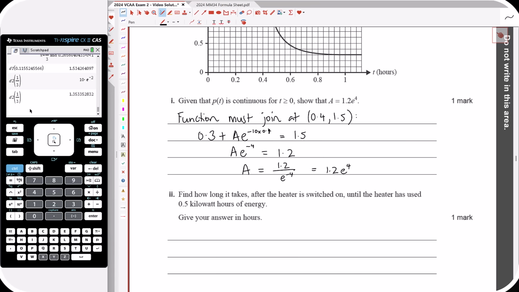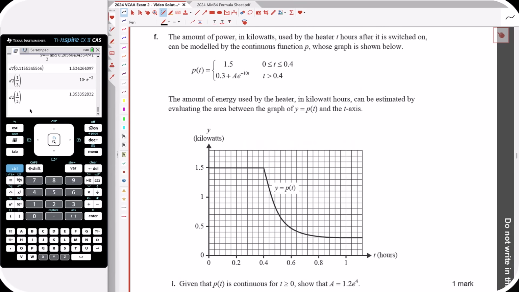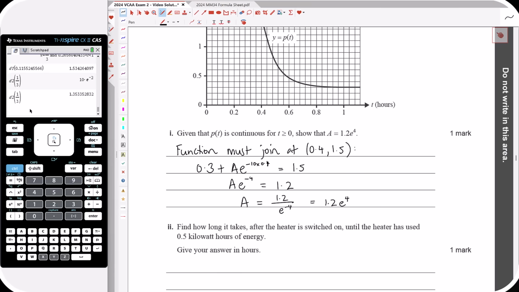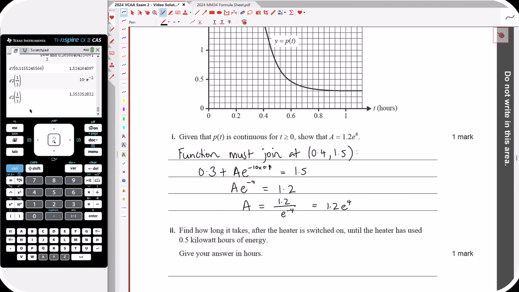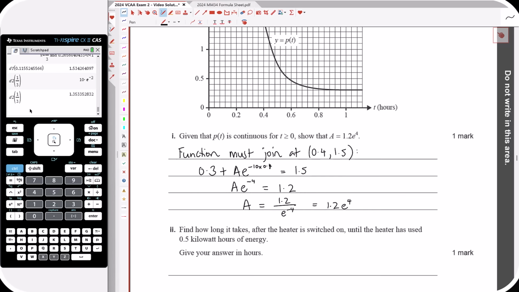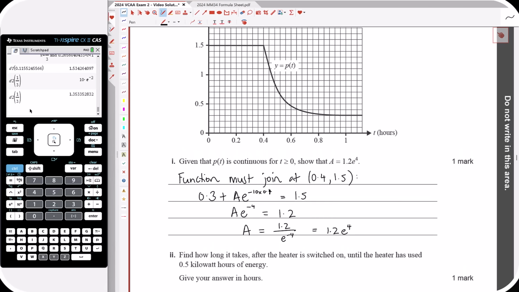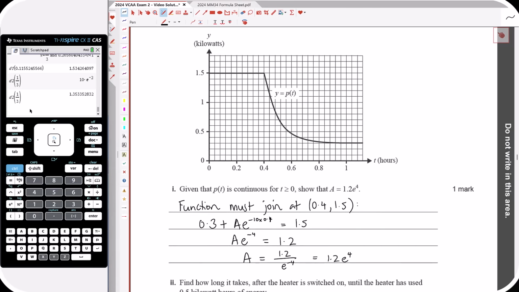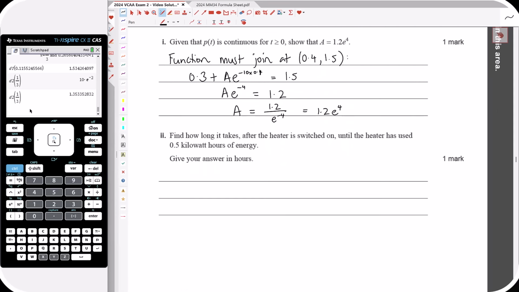Find how long it takes after the heater is switched on until the heater has used 0.5 kilowatt hours of energy. Okay, so I'm just thinking about whether we need just the function, or whether we need to think integrals. So find how long it takes after the heater is switched on until the heater has used 0.5 kilowatt hours of energy. Yeah, so the kilowatt hours are about the area. So we need to work out how long it takes for the area to be 0.5.